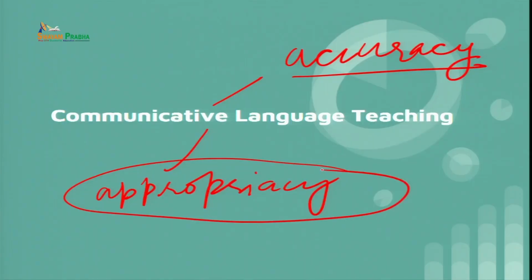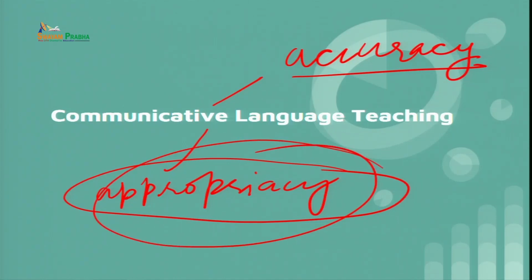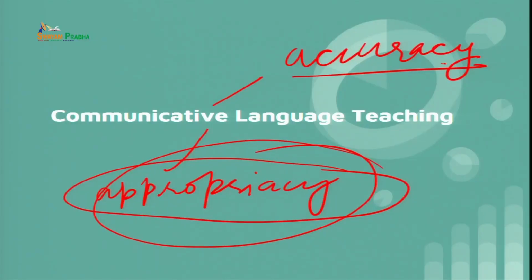But when it comes to appropriacy, there's some difference. Appropriacy is how far we are able to use the language in a situation. So appropriacy talks more of a social context, or you can say what to say, where to say, and how to say, and that comes under the category of appropriacy. So there are two concepts. Accuracy talks about the grammatical sentence. Appropriacy talks more on how well language can be used in a social context.